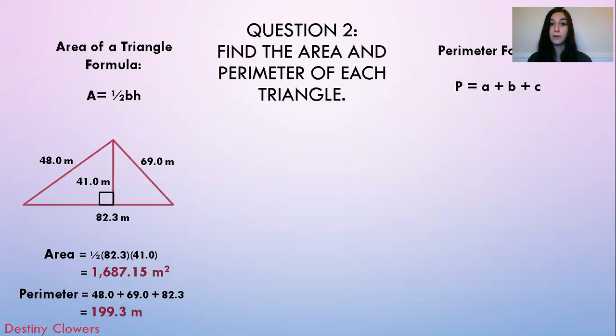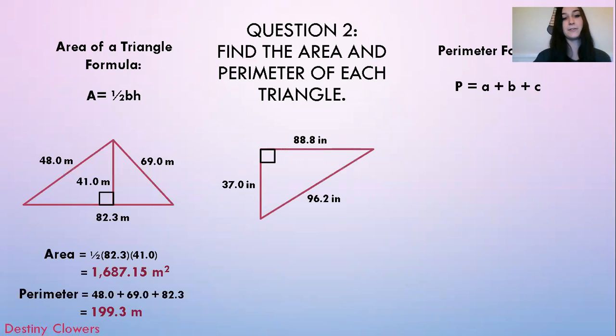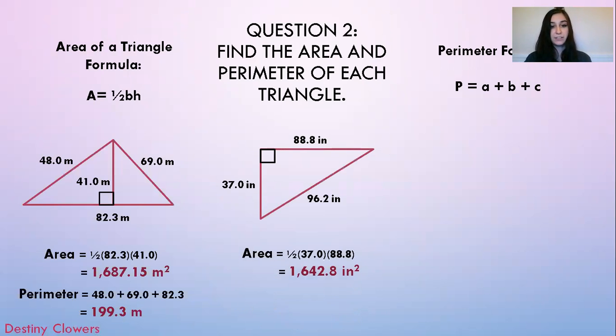And that same rule will follow for the next 2 triangles. And this is our second one. Now, in order to find the area for this triangle, we're going to follow the same steps. We're going to do 1/2 times 37, because that's our base, and our height is 88.8. And when we multiply that, we get 1,642.8 inches squared. And we're going to find the perimeter next, which is just adding 37.0 plus 88.8 plus 96.2, and that gives us 222 inches.